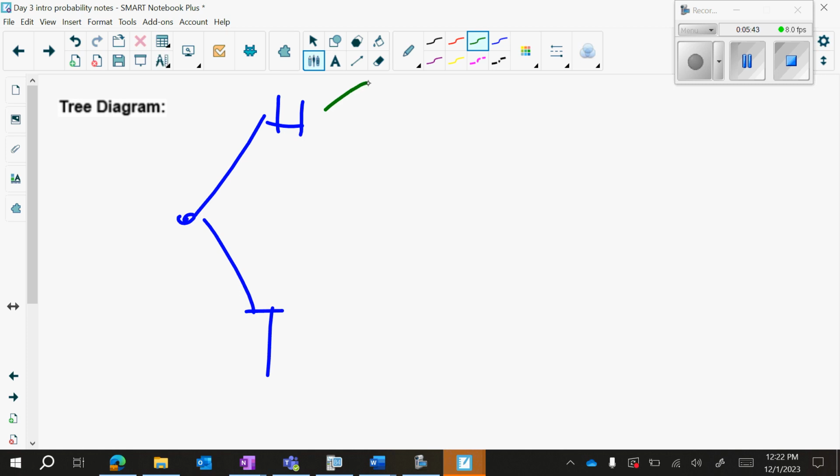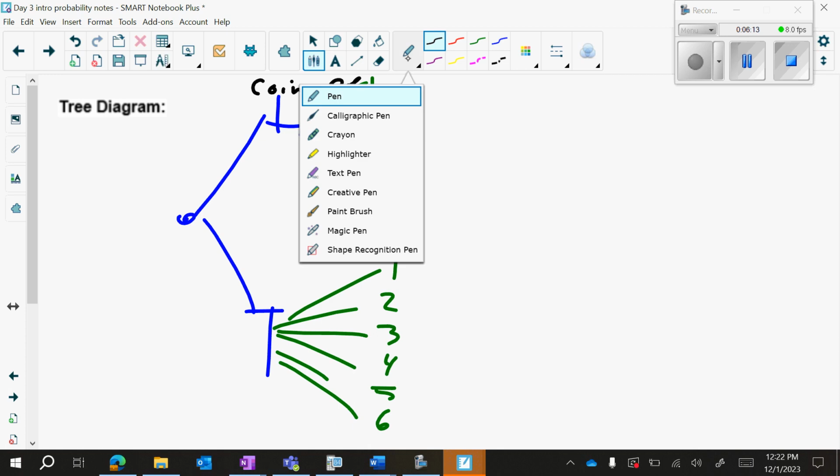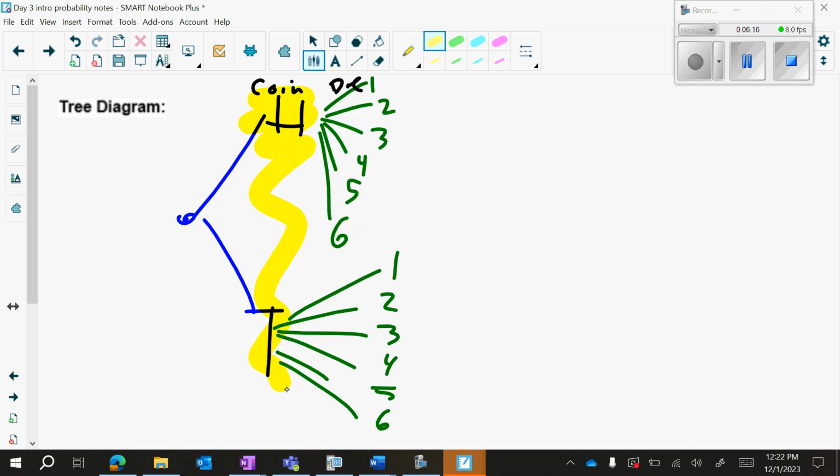And then the second branch is going to represent the second event, which is the die roll. So we could get 1, 2, 3, 4, 5, or 6 for the die roll, no matter what I got on the coin flip. So I'm going to list it twice because I could either get heads and 1, 2, 3, 4, 5, 6 on the die, or I could get tails and 1, 2, 3, 4, 5, 6. So the first column here, if you're looking vertically, is the coin, and the second column is the die. All right.